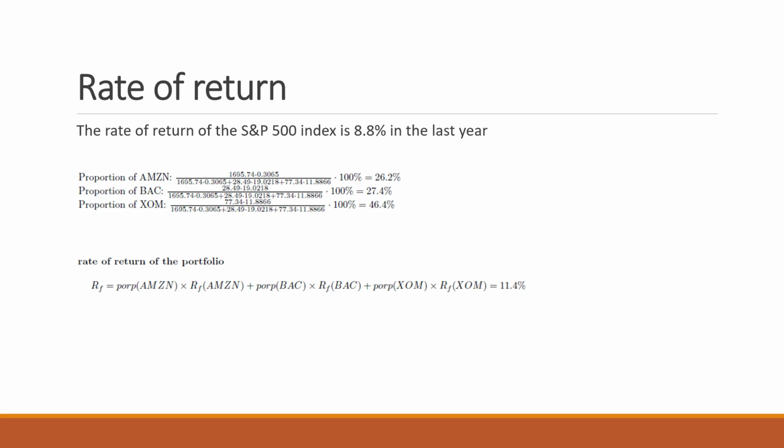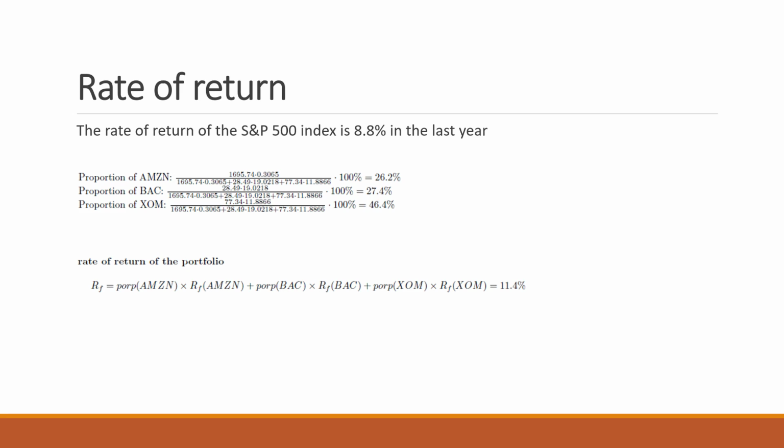If we consider the SP500 index as the minimum risk, we multiply their proportions by their stock mean value, and divide by the portfolio value to calculate the true proportion. So in the portfolio, the Amazon stock will be 26.2%, BAC will be 27.4%, and XOM will be 46.4%. And the rate of return of the portfolio is each stock's proportion times their rate of return, and the value is calculated to be 11.4%. That means we find a model that fits the SP500 index perfectly.